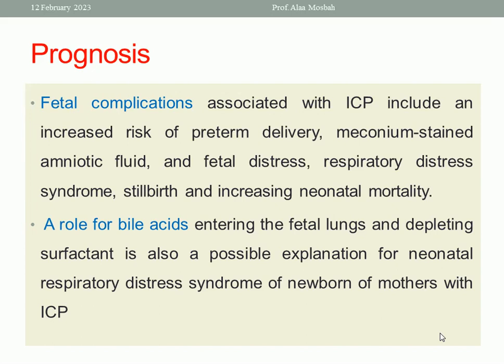Fetal complications associated with intrahepatic cholestasis in pregnancy include increased risk of preterm delivery, meconium-stained amniotic fluid, fetal distress, respiratory distress syndrome, stillbirth, and increased neonatal mortality. Imagine how big the problem is for the baby. A role of bile acid entering the fetal lung and depleting surfactant is also a possible explanation for respiratory distress syndrome of the newborn of mothers with intrahepatic cholestasis in pregnancy.